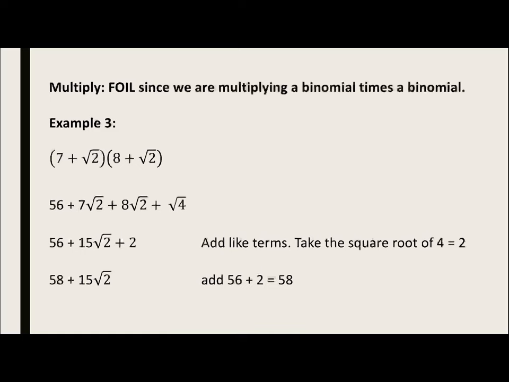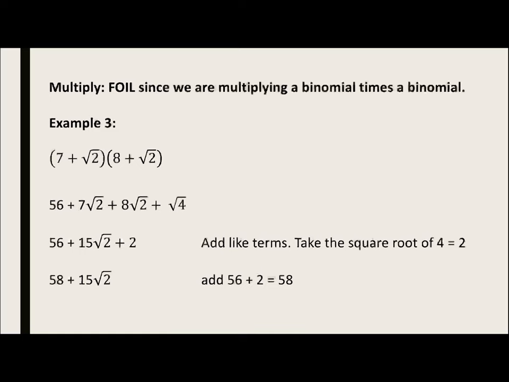FOIL. First, 7 times 8 is 56. Outside, 7 times the square root of 2, 7 square root of 2. Inside, 8 times the square root of 2, 8 square root of 2. Last, the square root of 2 times the square root of 2, square root of 4.